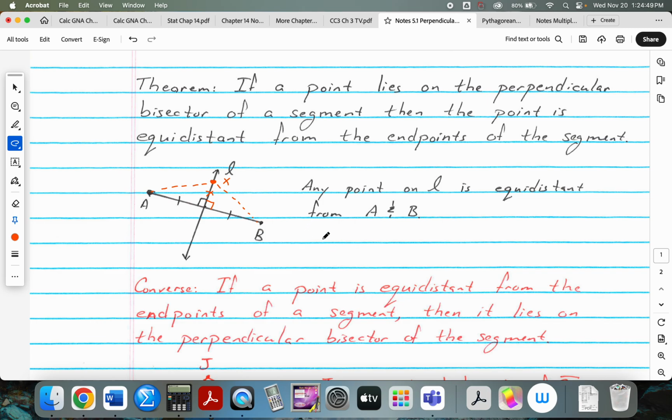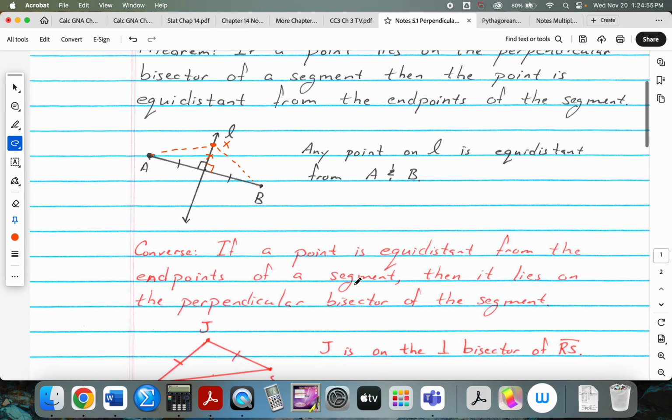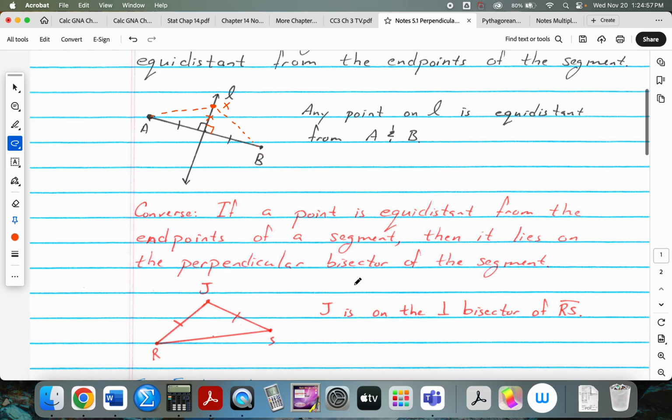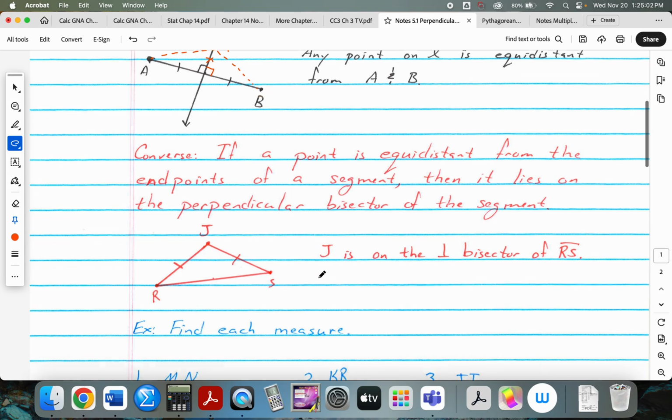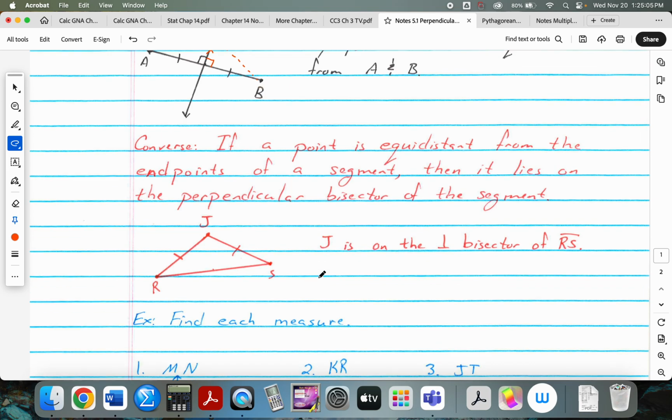The interesting thing is we can switch it around. If a point is equidistant from the endpoints of a segment, then it lies on the perpendicular bisector of the segment. So what that means is something we have already looked at before. If you have an isosceles triangle like this, so J is equidistant from R and from S, then it's going to be on the perpendicular bisector of segment RS.